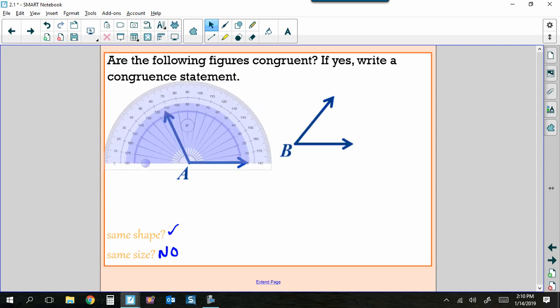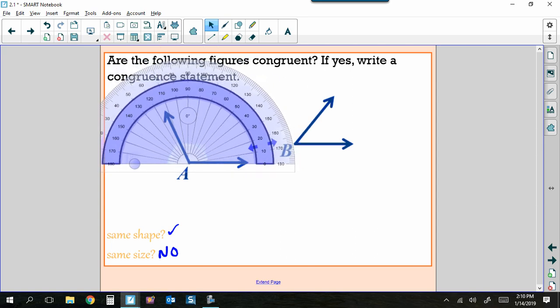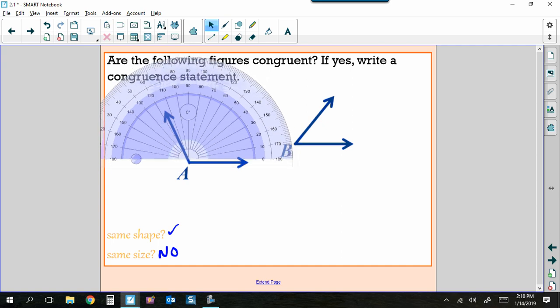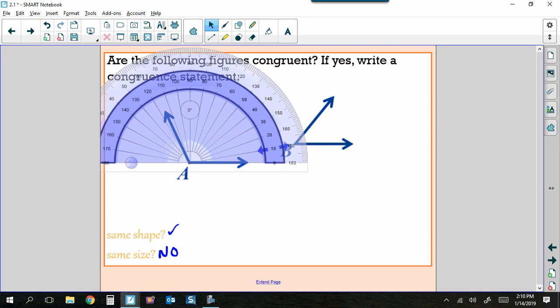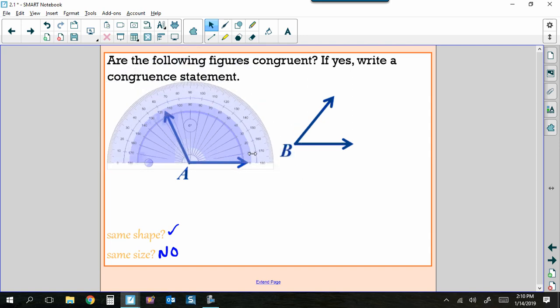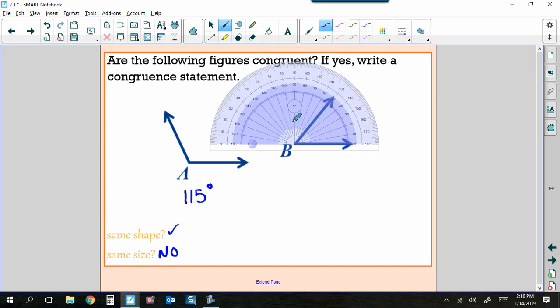Okay, so here's my protractor. If I look at this, I'm getting about 115 degrees for my angle A. When I measured mine, I got 125. So if you're getting somewhere in that same area, we're going to go ahead and call that good because you're going on a paper copy and we're going on our electronic copy.